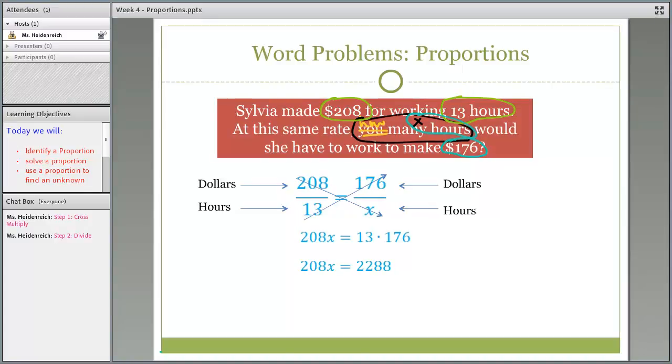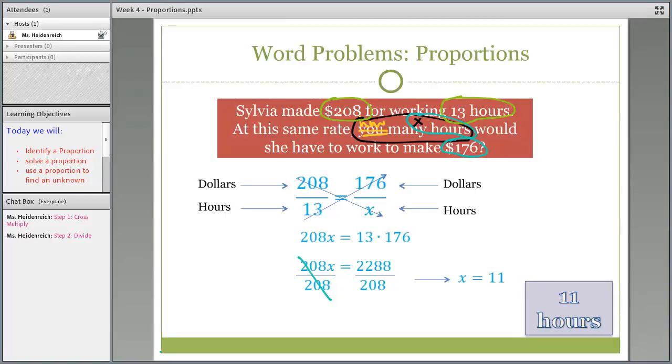And then at the end, I need to get that x by itself. So I'm going to divide by 208. And once I do that, my 208s divide out, and I would get that x equals just 11. So in 11 hours, Sylvia would make $176 using the same rate of pay as they describe.